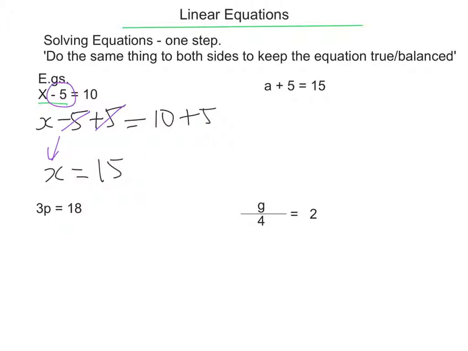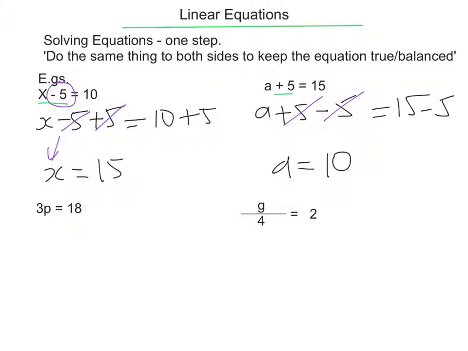In the next question, a plus 5 equals 15. I want to have a equals. What is stopping it being by itself? The plus 5 is in the way. So what we need to do is get rid of the plus 5. So let's write it out again. To get rid of plus 5, the opposite is subtract 5. So I do the same to both sides of the equation. When I do that, I can look and see that plus 5 minus 5 is nothing. So a is equal to 15 minus 5, which is 10. Let's check that. 10 plus 5 does in fact equal 15.